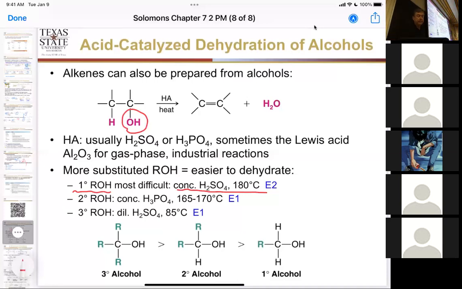In the case of secondaries and tertiaries, they go by E1. Again, we protonate the OH first, and then that OH is going to leave as neutral water, leaving your carbocation. So that means we're going to form carbocations in these two. So they're E1s, and we're not going to form a carbocation in the primary, meaning it's E2.